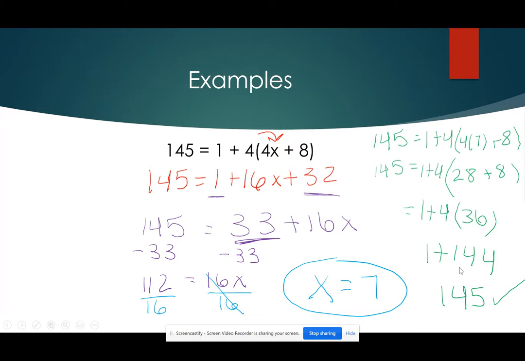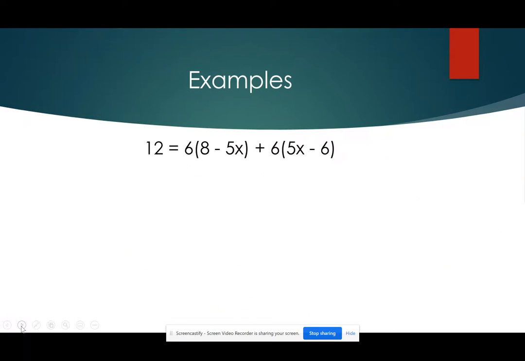So I won't make you check your work for these, but if you're ever unsure, you can go check your work. Always good to do on quizzes. So the next example, 12 equals 6 times 8 minus 5x plus 6 times 5x minus 6. So we're going to have to distribute twice in this one.